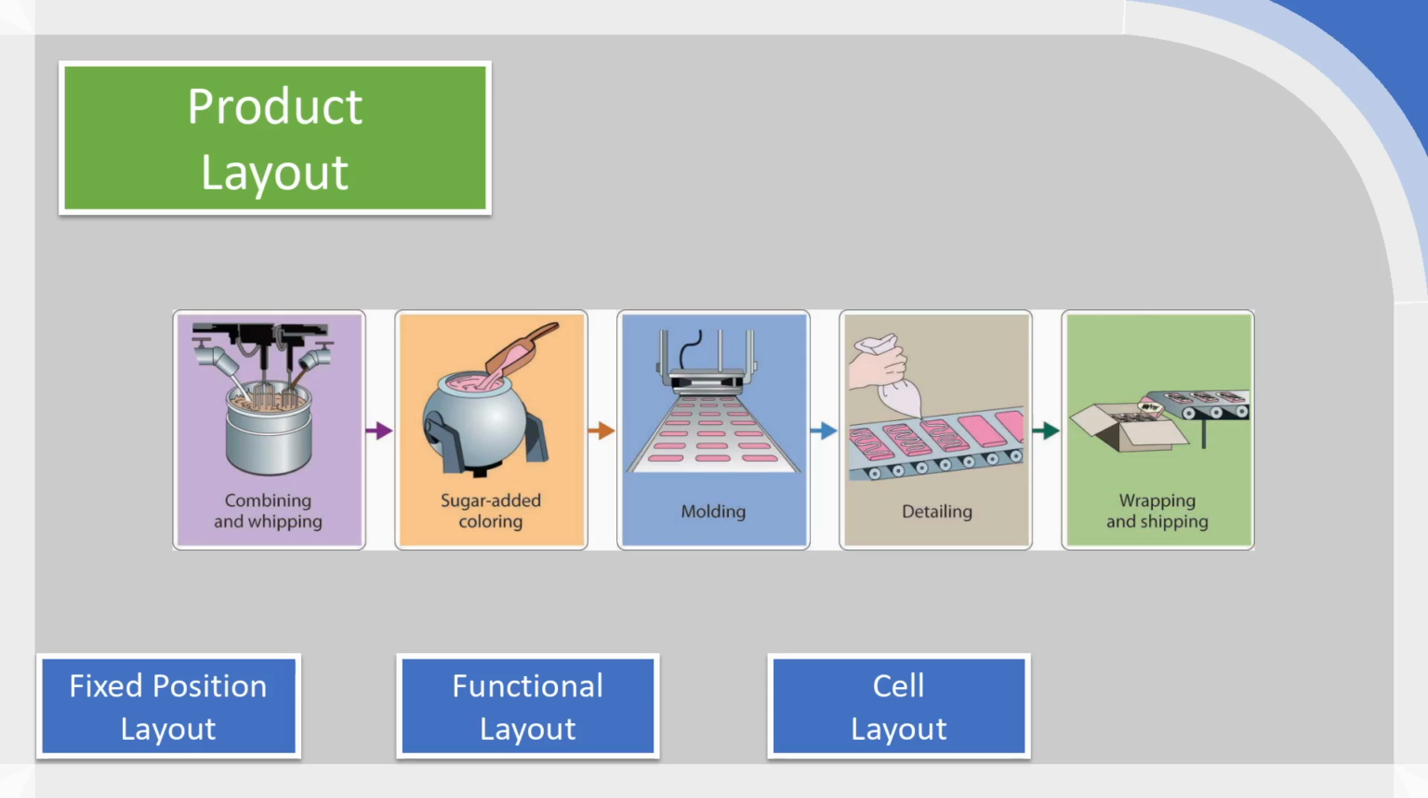So in a fixed position layout, the transformed resource doesn't move at all, and instead the transforming resources move around the transformed resource. So you can have a satellite or whatever is being produced in the middle of a hall, and then the employees, the staff, the equipment, the material will all move physically around the satellite. With a product layout, if you're producing something, the item being produced will move from the start of the product layout to the end, but the actual transforming resources don't move.